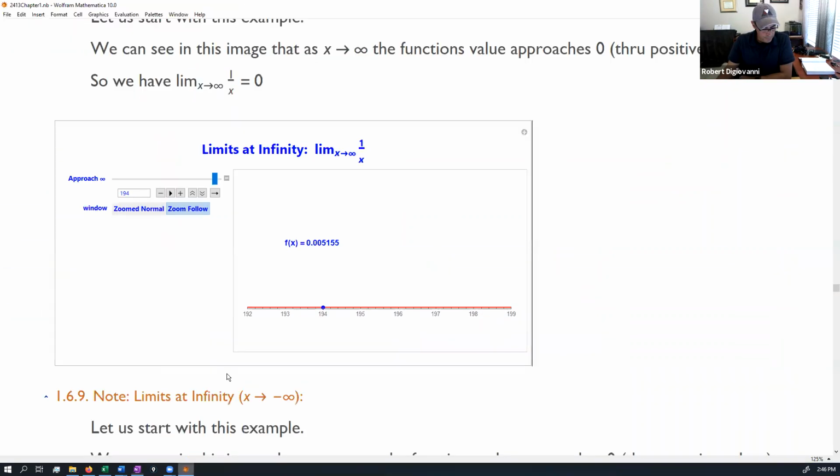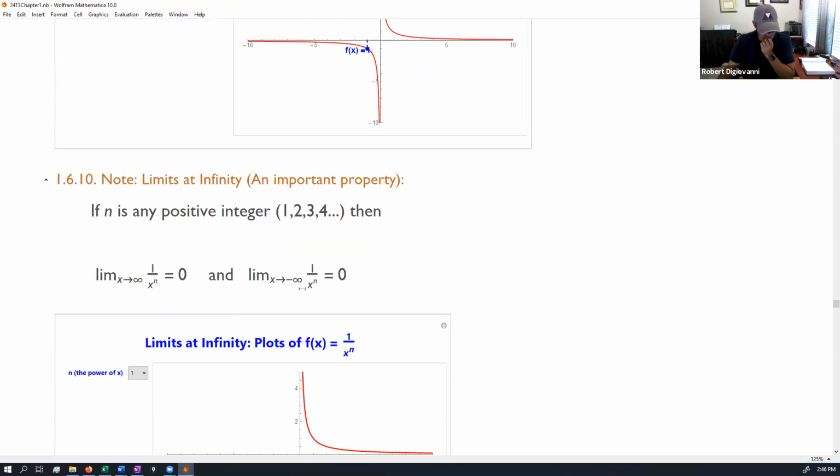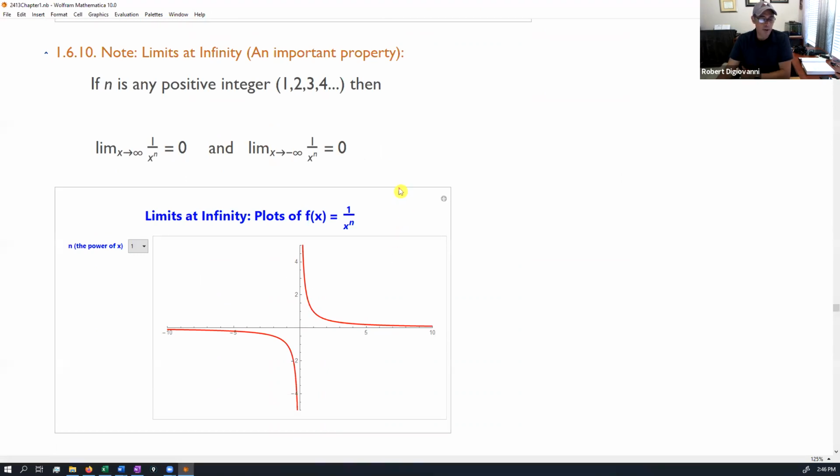Okay. So let's see here. We have a property here. This is an important property that says that if we have 1 over x raised to any power, doesn't matter as long as the power down there is a positive integer. So this is 1 over x or 1 over x squared or 1 over x cubed or 1 over x to the 4th. Doesn't matter what the power is. Whether or not we go to infinity or negative infinity, these limits will go to 0 no matter what.